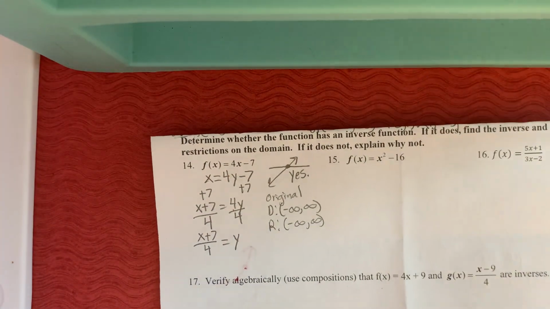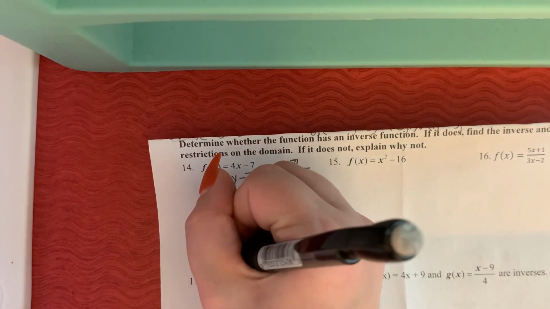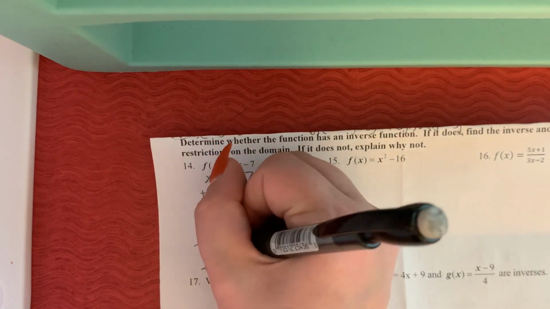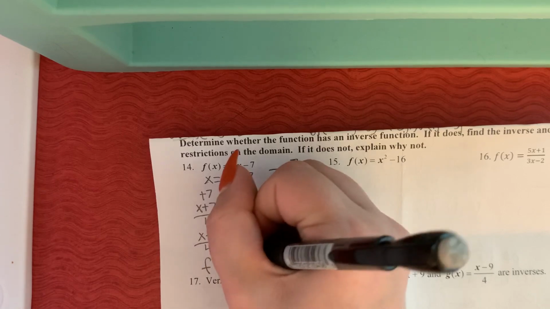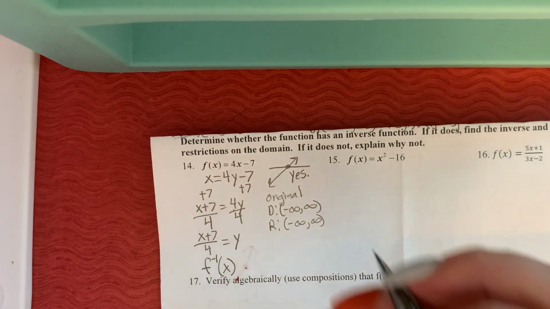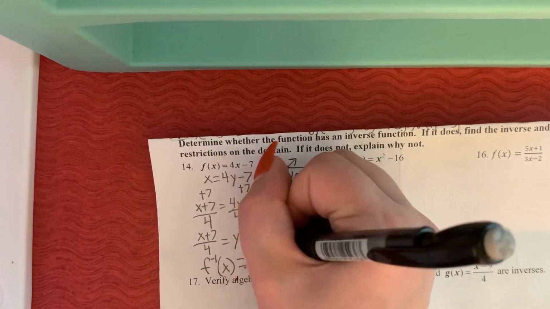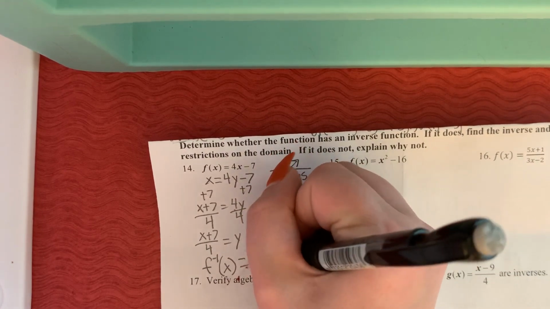Once we solve for y, we do need to write this in proper notation. So we put f inverse. So we put that −1 first. A lot of people were putting that after the x. It needs to go in front of it. f⁻¹(x) = (x + 7)/4.